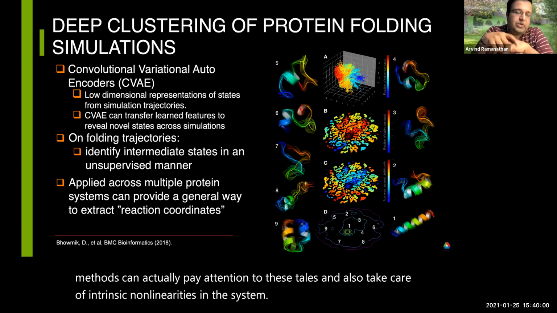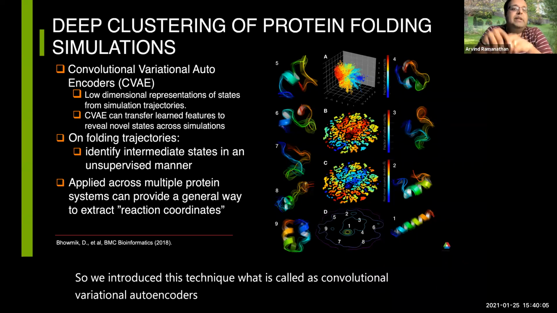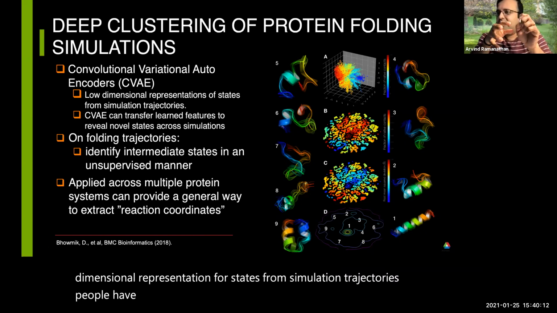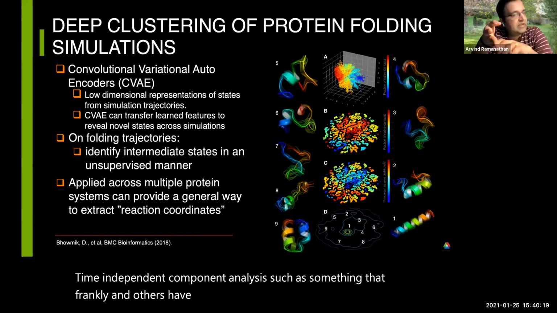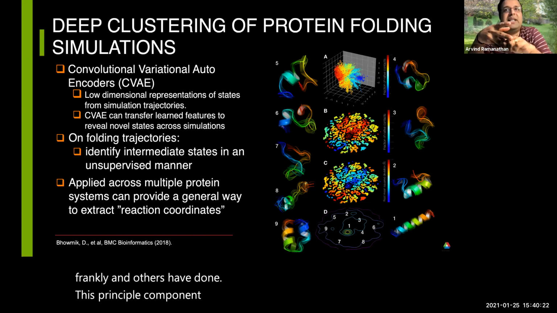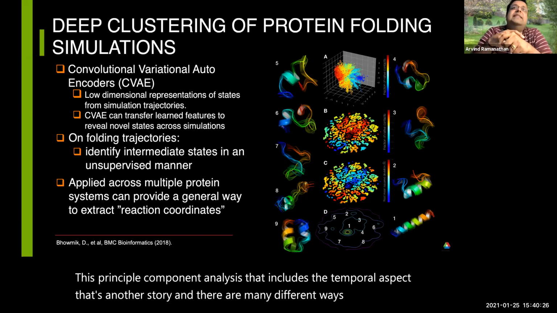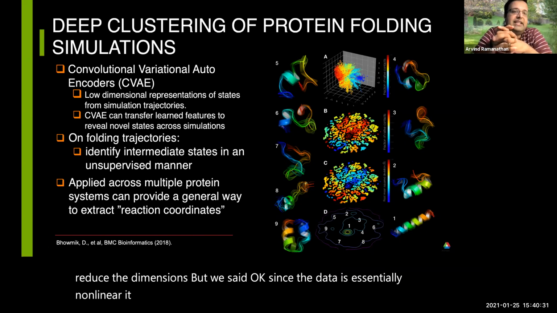So we introduced this technique, what is called convolutional variational autoencoders, where it ends up building a low-dimensional representation for states from simulation trajectories. People have done time-independent component analysis, which is something that Frank Noe and others have done. There's principal component analysis that includes the temporal aspect. That's another story. And there are many different ways to actually reduce the dimensions. But we said, okay, since the data has quite a bit of nonlinearity in it, a technique like deep learning can actually learn from it.